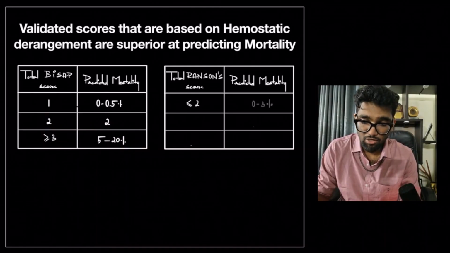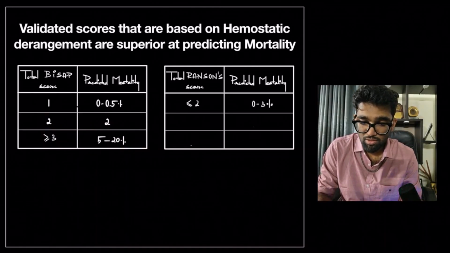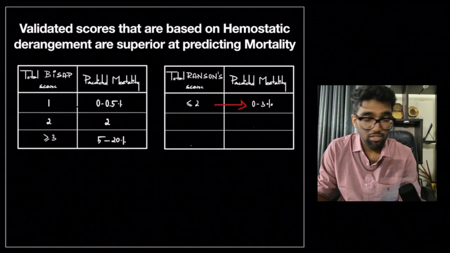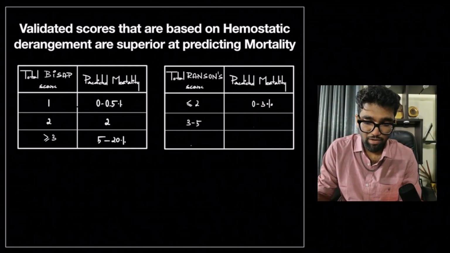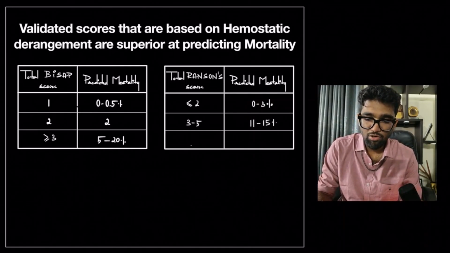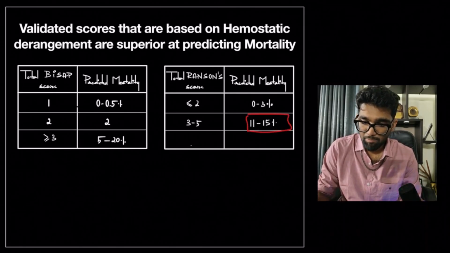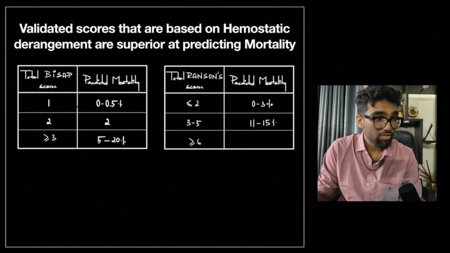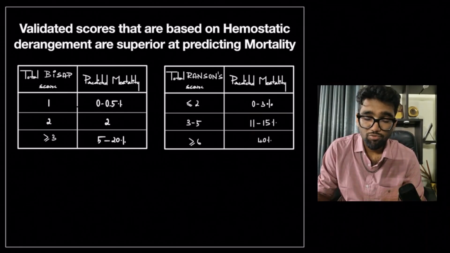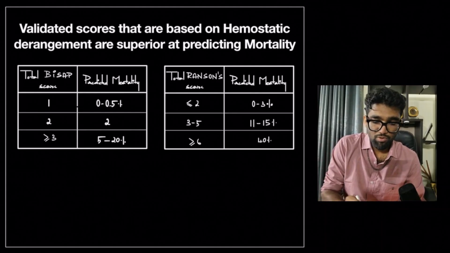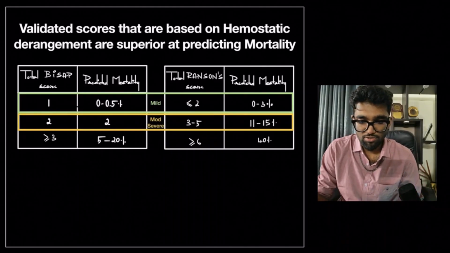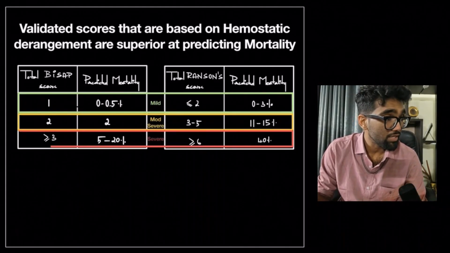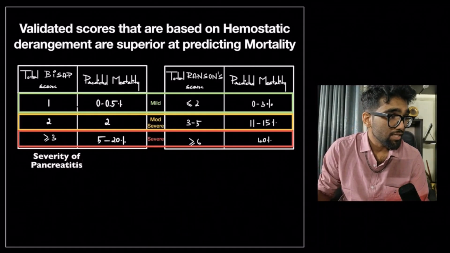Similarly, in Ranson's, the cutoffs are: less than 2 indicates a predicted mortality of up to 3%, 3 to 5 indicates a predicted mortality of 11 to 15 percent, and more than or equal to 6 predicts a mortality of up to 40%. So like I said, imaging would not be important in case of mild, it would be important in case of moderately severe, and it would be important in case of severe pancreatitis.